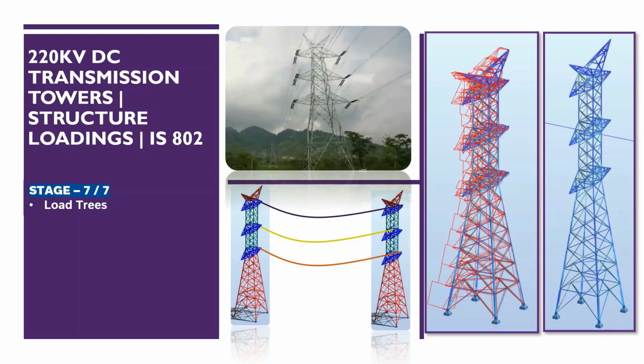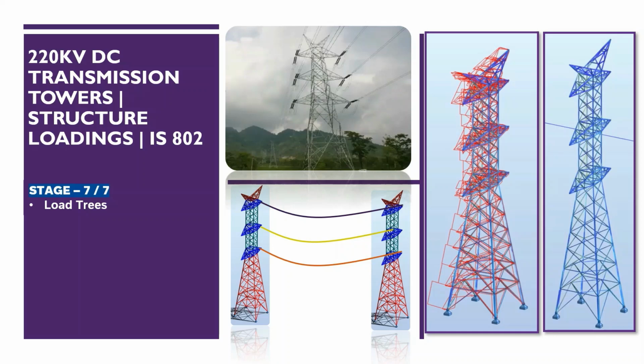Welcome viewers, this is stage 7 out of 7, which is the final stage of 220 kV double circuit transmission line tower structural loadings as per IS 802. In this we are going to discuss the load trees and the load values which we had calculated in earlier videos. So before watching this video, you can watch our videos 1 to 6.